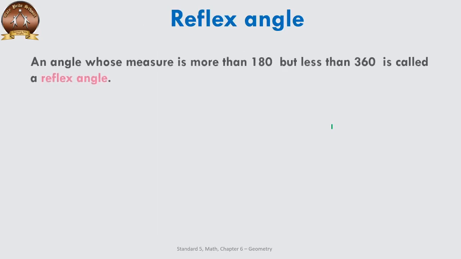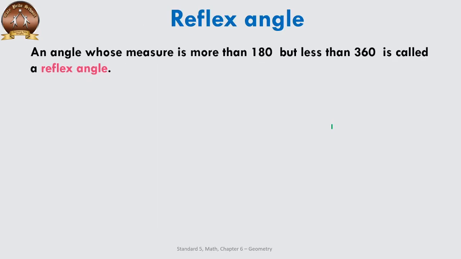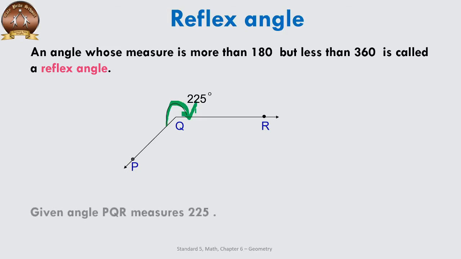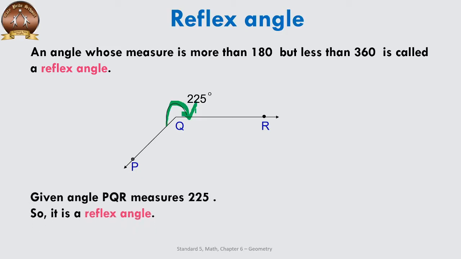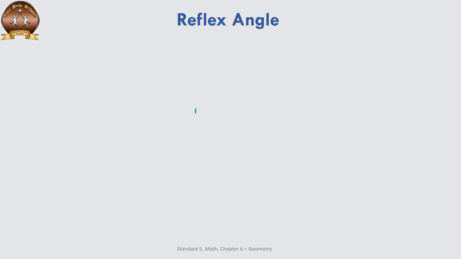Coming to the reflex angle, an angle whose measure is more than 180 degrees but less than 360 degrees is known as a reflex angle. The angle which is marked from this side, RQP, or you can say PQR, but from which side? This side. We are not looking at this side of the angle. This is more than 180 and less than 360 degrees, so it is a reflex angle. Here PQR measures 225 degrees, so it is a reflex angle.